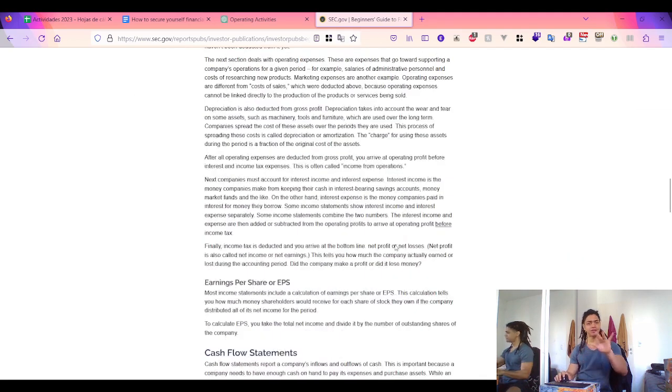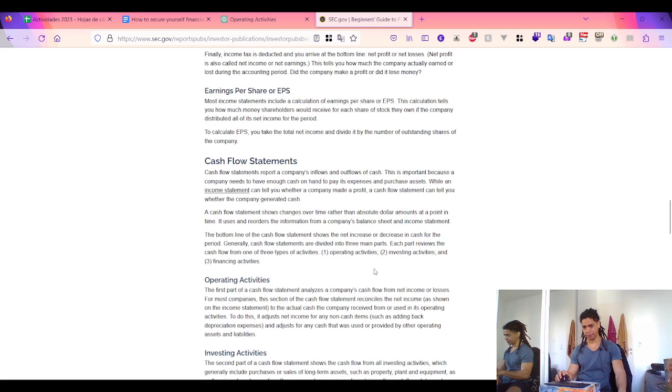So right now I was looking at the cash flow statement, which is a report of the company's inflow and outflow of cash, and it is important because a company needs to have cash to pay its expenses and purchase assets. While the income statement can tell you whether a company made a profit, the cash flow statement can tell you whether a company generated cash over a period of time. It reuses some of the information from the balance sheet and the income statement, where the bottom line shows the net increase or decrease of money.